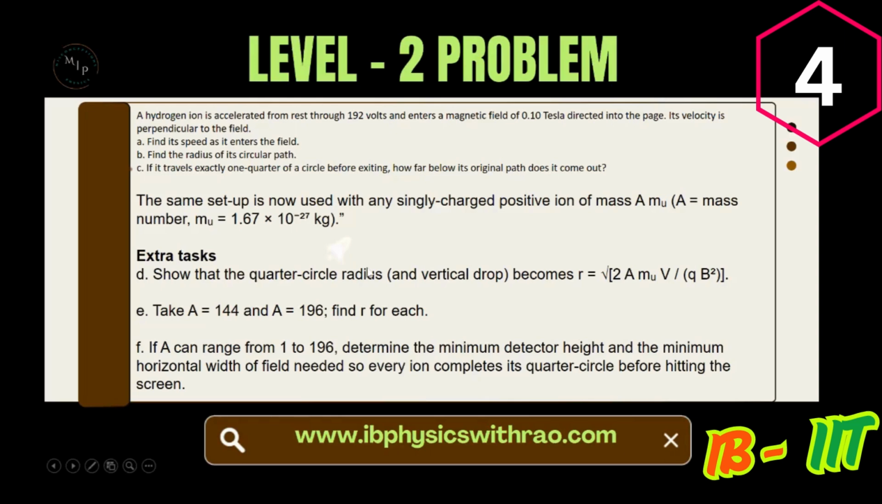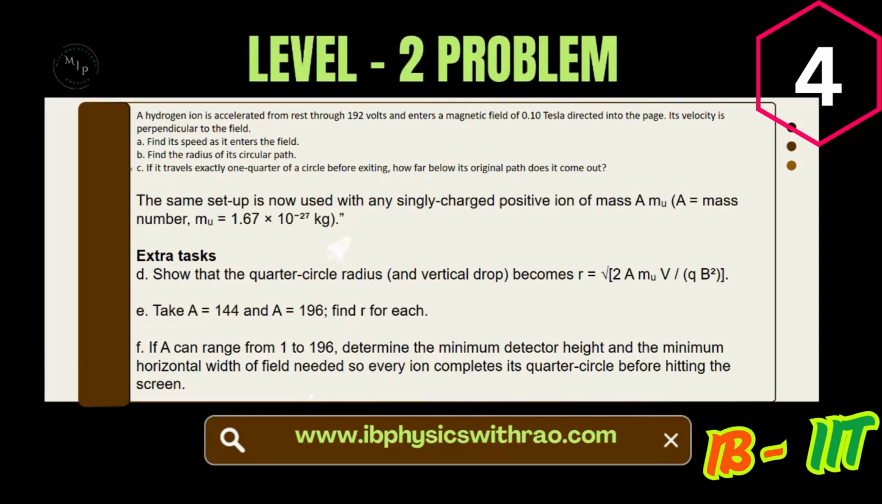The same setup is now used with the singly charged positive ion of mass M. Now instead of using a hydrogen ion, I'm going to use a different ion which has a mass number A. Show that the quarter circle radius, the vertical drop, becomes R is equal to so much. Take A equal to 144, 196. If A can range from 1 to 196, determine the minimum detector height and the minimum horizontal width of the field needed so that every ion completes its quarter circle before hitting the screen.